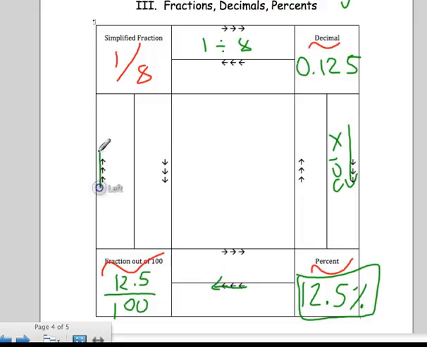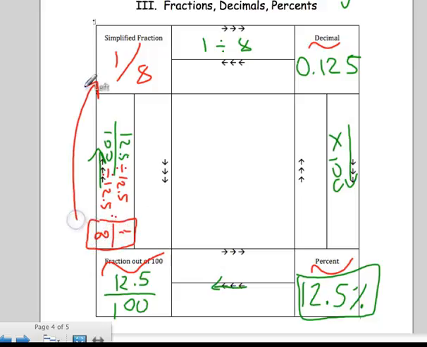And to go from 12.5 over 100 to a simplified fraction, you just need to simplify. So you divide 12.5 over 100, and you divide the numerator by 12.5, and the denominator by 12.5. 12.5 divided by 12.5 is 1. 100 divided by 12.5 is 8. And you are back to 1/8. So you made the whole way around clockwise. To go counterclockwise, that's what we'll do next.